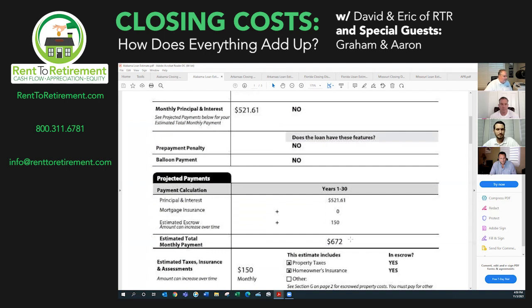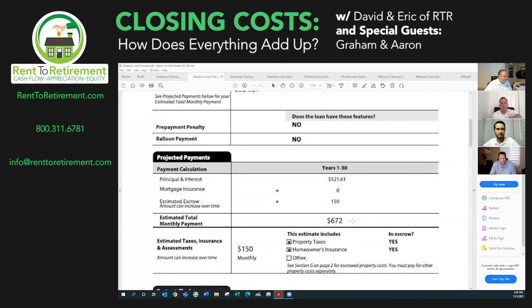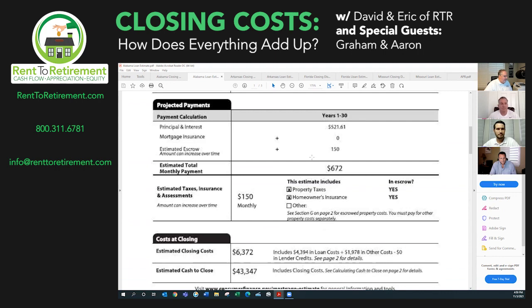That's what it comes out to. So there's your principal and interest payment here, which the 150 matches the same thing up here, which is the escrow fees like I just discussed.